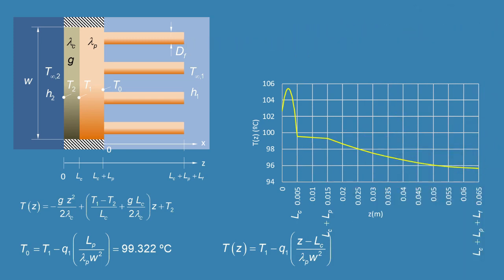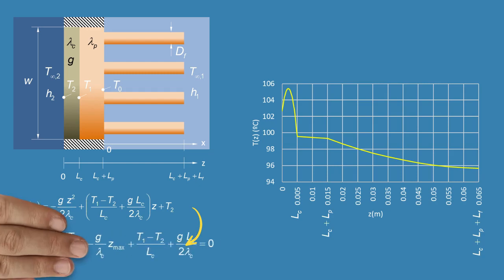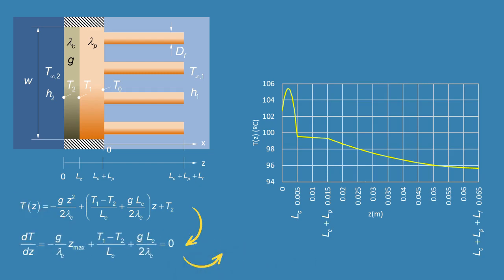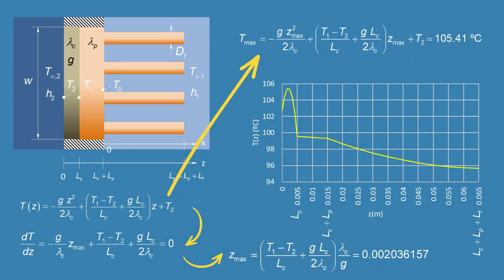For the maximum temperature, the derivative of T must be 0. Therefore, the exact place of the maximum temperature can be calculated. You can see that because of the asymmetry of the boundary conditions, Zmax is not in the middle of the chip.